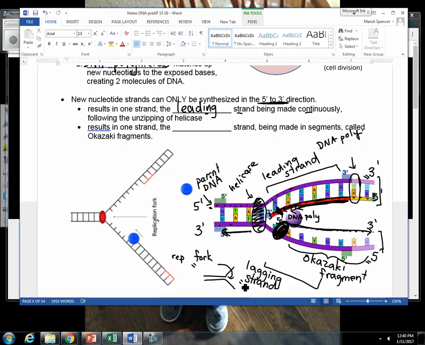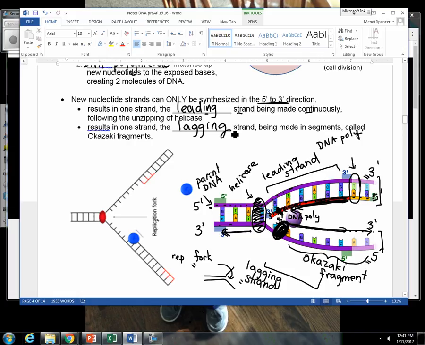But no matter which strand, the leading or lagging, when we build a new sequence of DNA nucleotides, we always have to do it in a 5' to 3' direction. So let's add that our lagging strand is made in segments called Okazaki fragments.